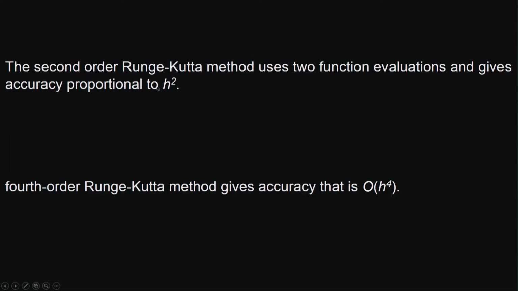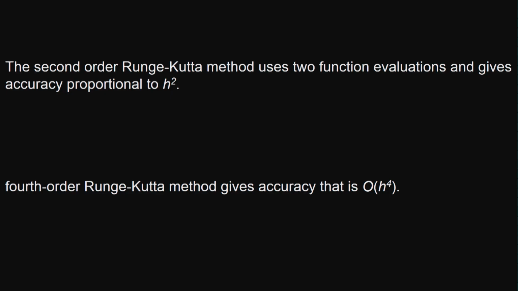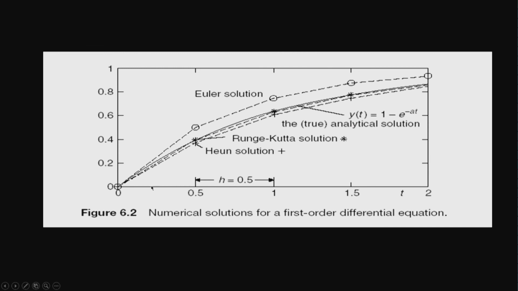So, the second order Runge-Kutta method has accuracy proportional to h square, and the fourth order Runge-Kutta method gives accuracy that is proportional to h power 4. So, this is a nice comparative picture.